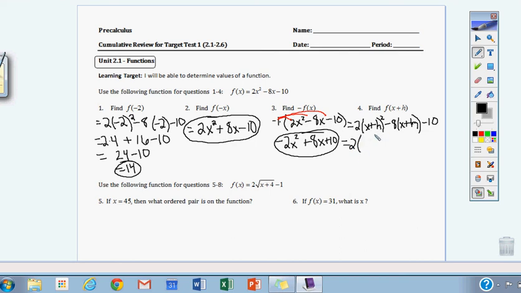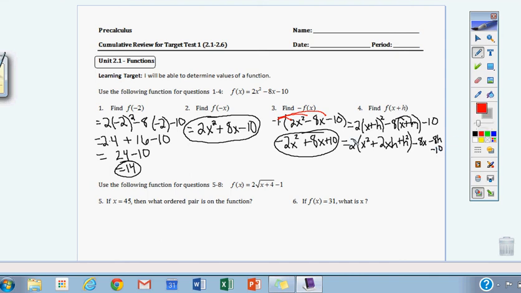We want to expand this in the middle. So when I FOIL that out, I get x squared plus 2xh plus h squared. But notice how I have it in parentheses. That thing expanded is this trinomial. I still have to multiply by 2 in just a moment. So then I'm going to distribute this -8 through right now. Minus 8x and then minus 8h and then minus 10.